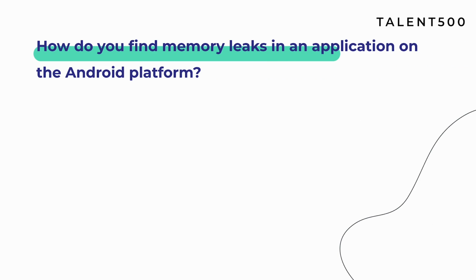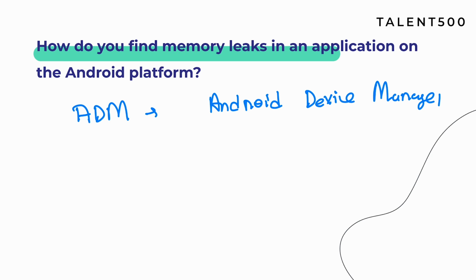Moving ahead, I talk about memory leak in an application. So how do you find memory leaks in an application on the Android platform? This is question number 2. So Android device manager, basically we call it ADM, which is Android device manager. ADM is used, it helps in finding the memory leaks in an application on Android. The one word answer for this one will be ADM helps in finding the memory leaks in an Android application.